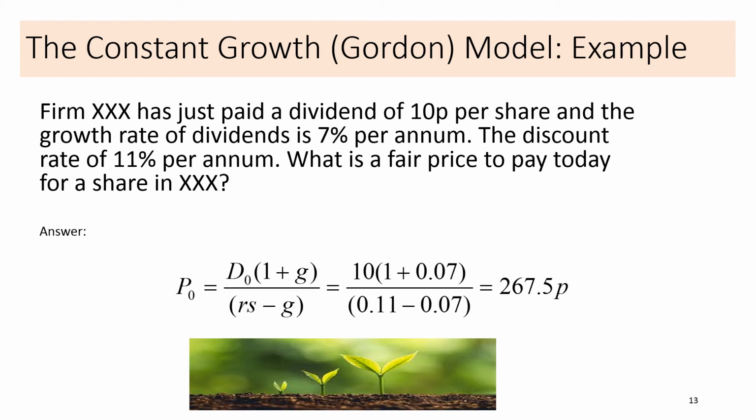Let's look into an example. The firm has just paid a dividend of 10 pence per share and the growth rate of dividends is 7% per annum. The discount rate is 11% per annum. The current dividend is 10 pence. Therefore, the dividend for next year is 10 times 1 plus 0.07 and is equal to 10.7 pence. The fair price of the stock can be calculated with the Gordon Growth model, as shown in the formula and working. Happy trying!